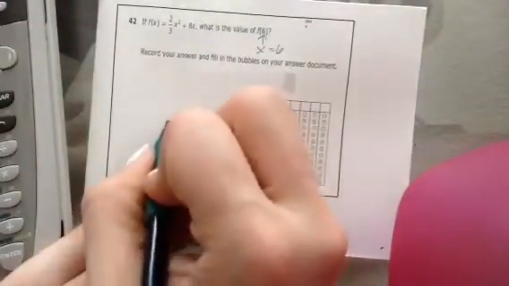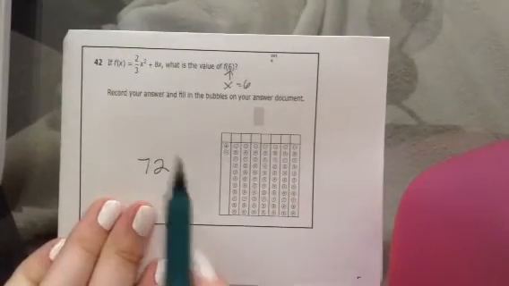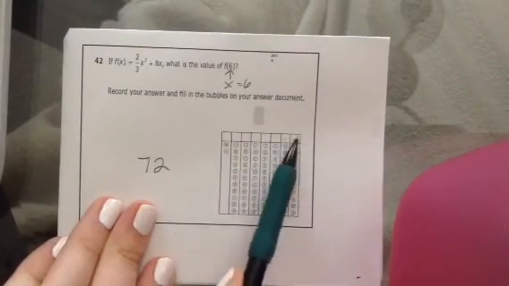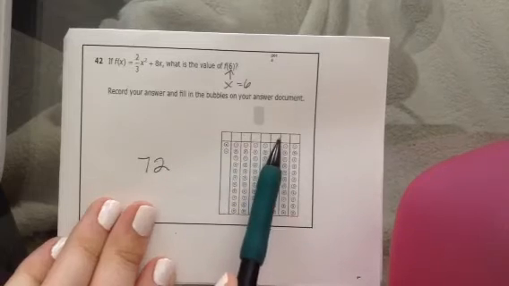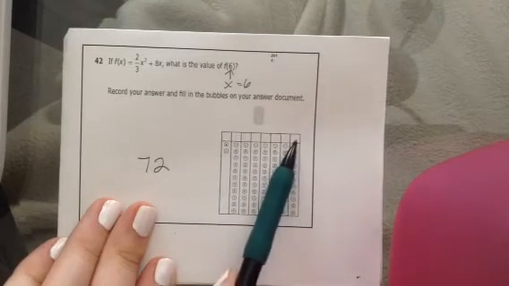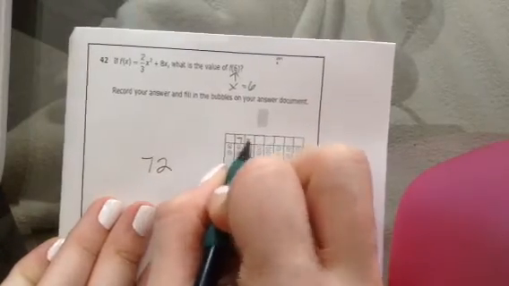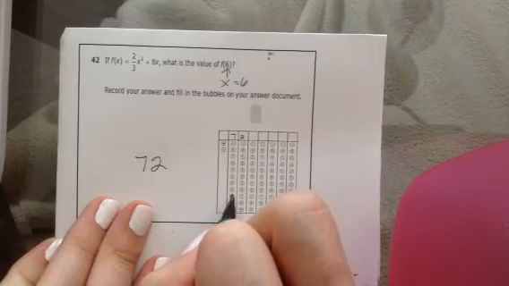When you're bubbling things in, you can put the 72 anywhere. You can put it right here, you can put it at the end, you can put it in the front, you can put it in the middle. The only thing you can't do is put like a 7 here and a 2 here. You can't skip spaces between your numbers. But otherwise you can put it wherever you want, and then just be sure to bubble.